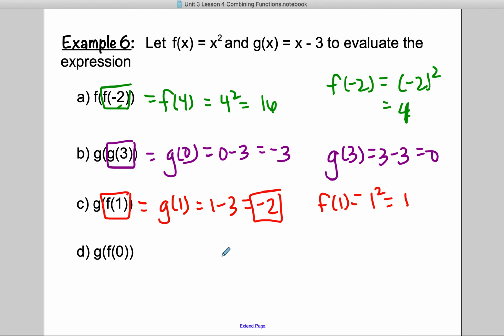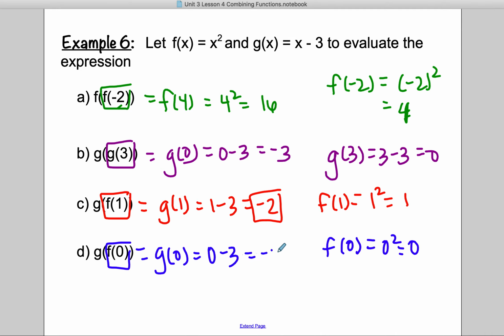And last but not least, I got g of f of 0. So f of 0 would be 0 squared, finding that inside piece. So 0. So then I have to find g of 0. I already did that, but do it again. It'd be 0 minus 3, so negative 3. So there is example 6.